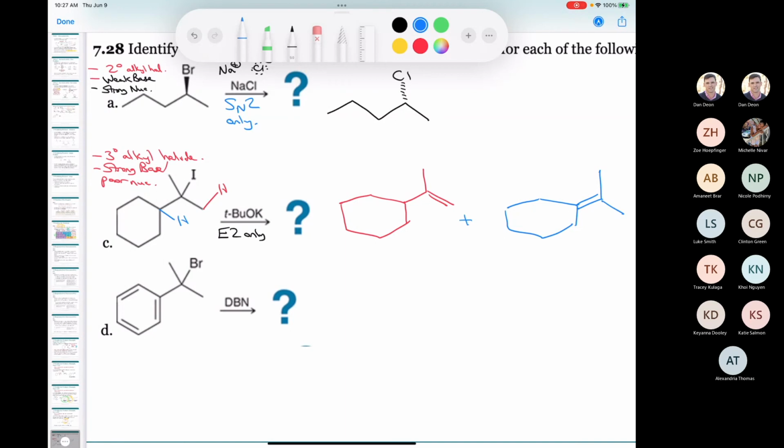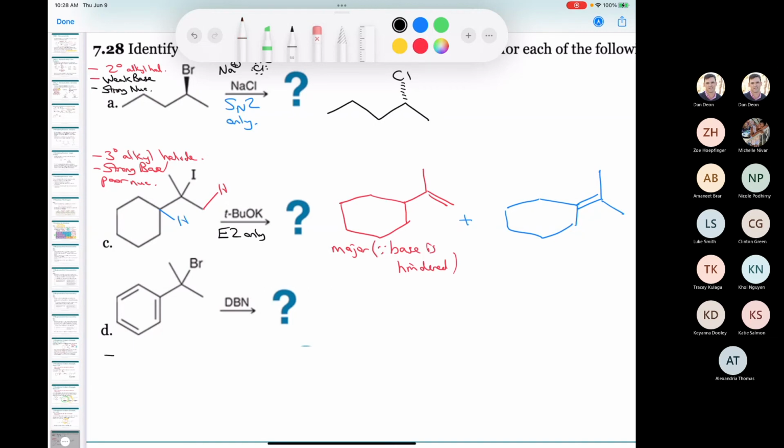Could anybody tell me which one of these would be the major product? And again, there are no trick questions in organic chemistry. Yes, absolutely. The red one is going to be the major product. This will be my major product, and we'll put here since the base is hindered.